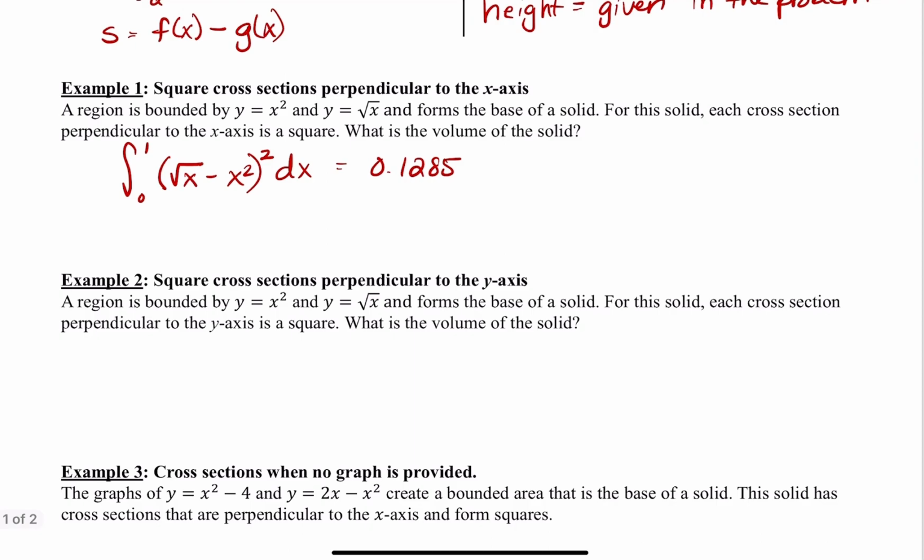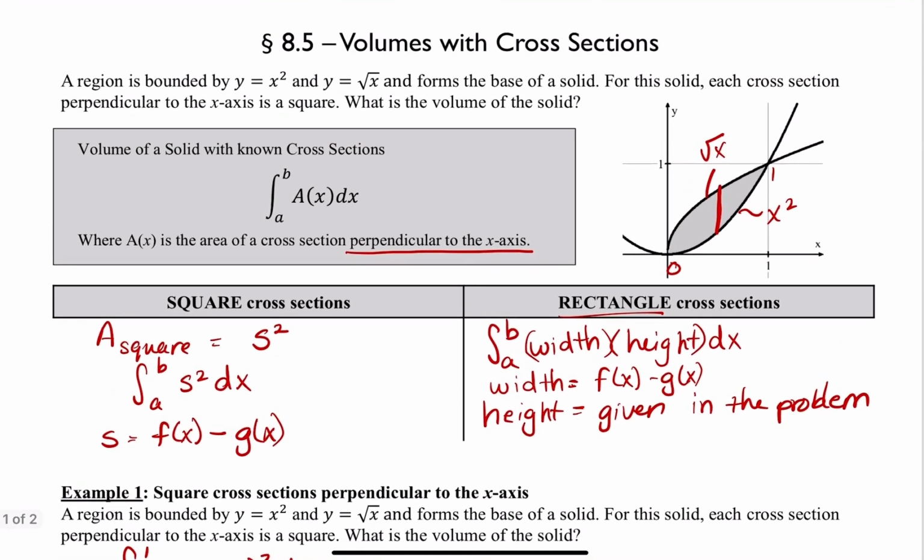So if I look at example number 2, it says let's square cross sections perpendicular to the y-axis. So same two graphs form the base of a solid, but for this solid, the cross sections are perpendicular to the y-axis, and they are still squares.